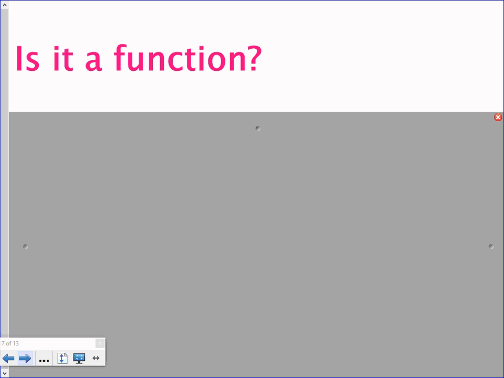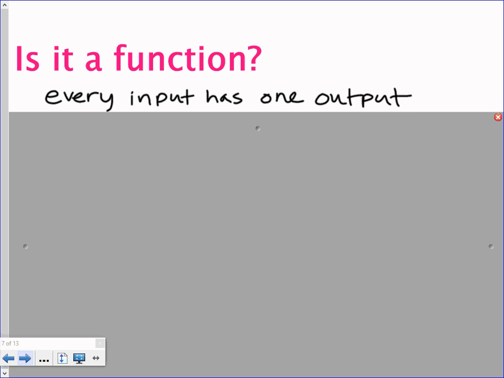Okay, is there a volunteer from any group that thinks they can give me the definition of a function? What is special about a function? Okay, Olivia. I love that definition. Every input has one output. Or exactly one output.